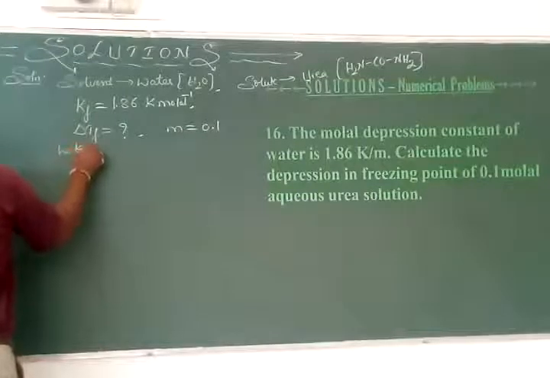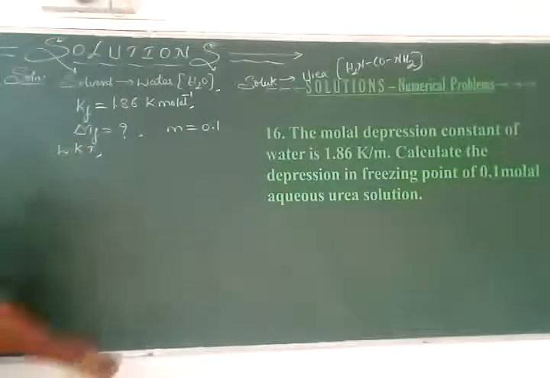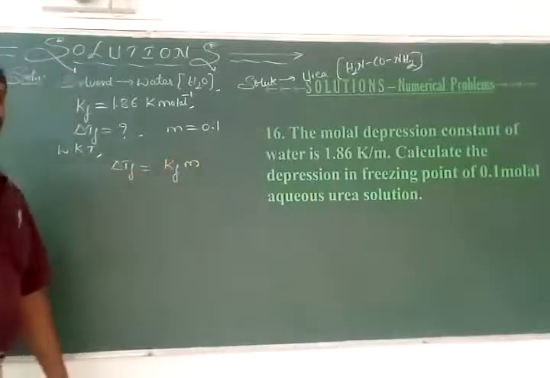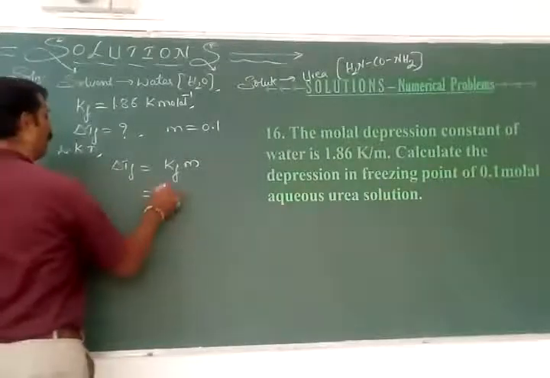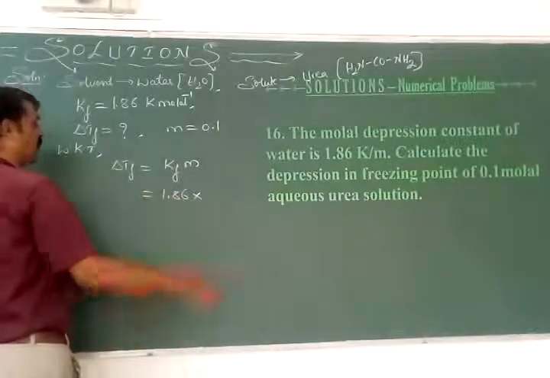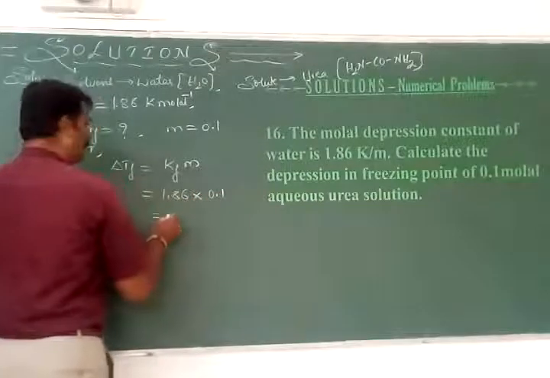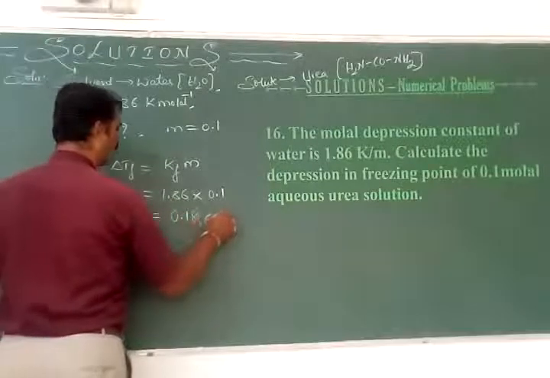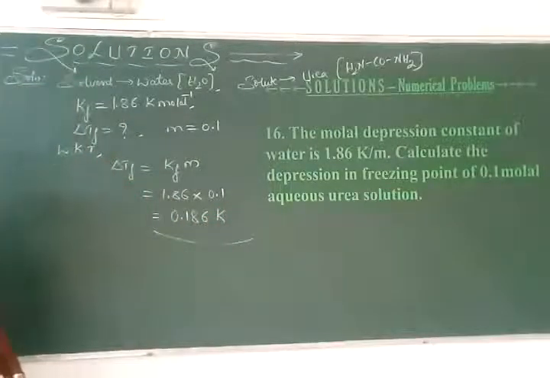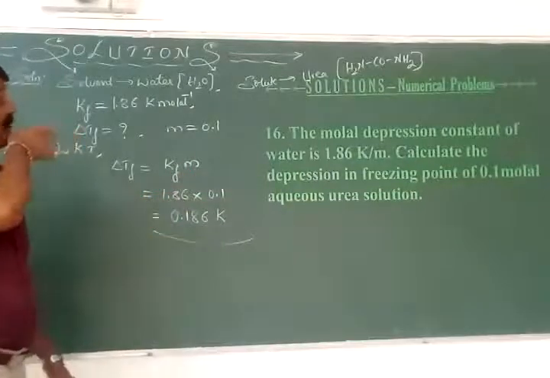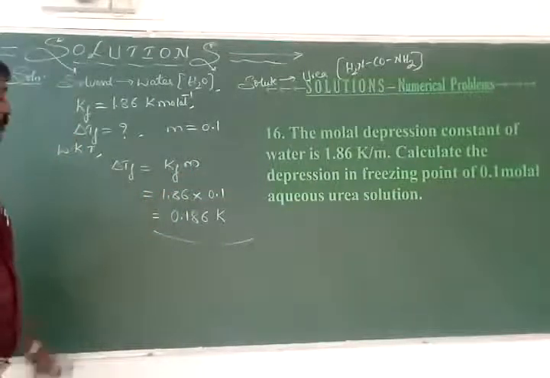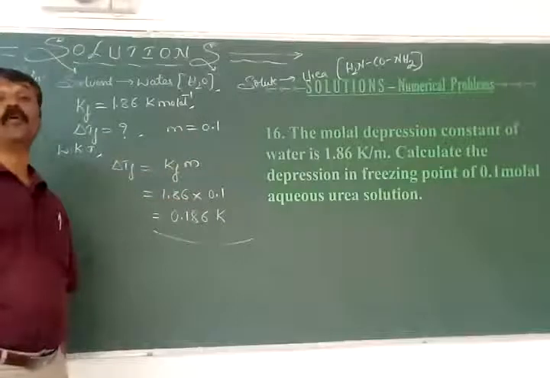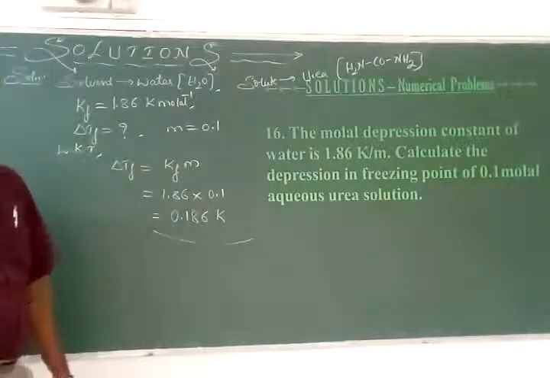We know that, what's the formula for a non-electrolyte? As urea is a non-electrolyte, delta Tf is directly equal to Kf into m. That's all. Kf into m. What is Kf? 1.86 into, what's the molality given, 0.1. That is equal to 0.186 in terms of Kelvin. What is delta Tf here? It is the depression in freezing point. It is going to be 0.186 in terms of Kelvin for a 0.1 molal aqueous solution of urea.